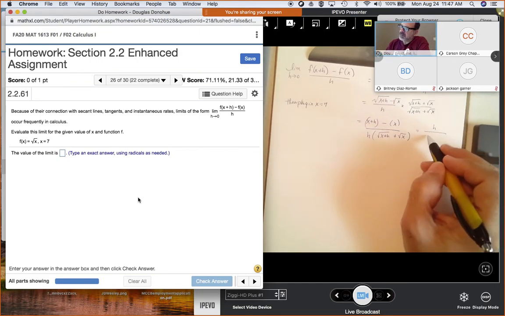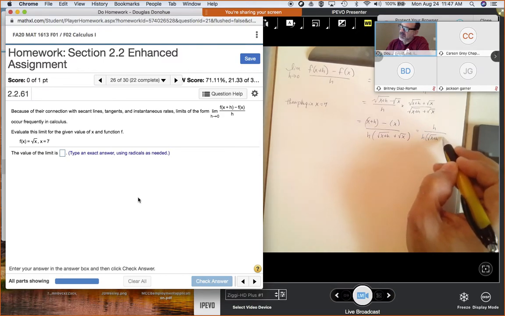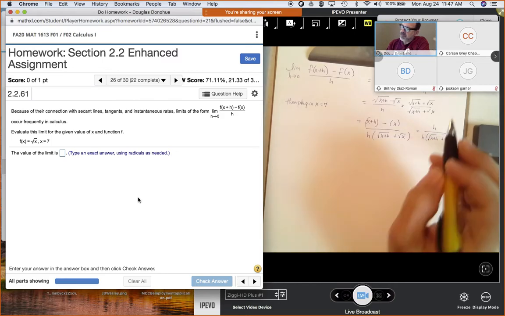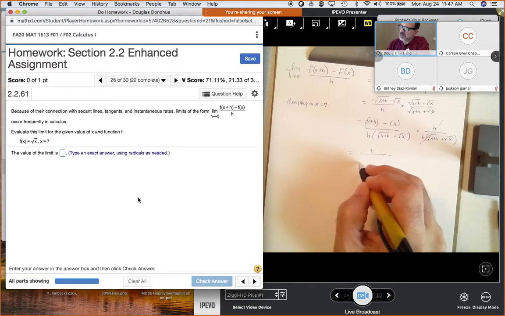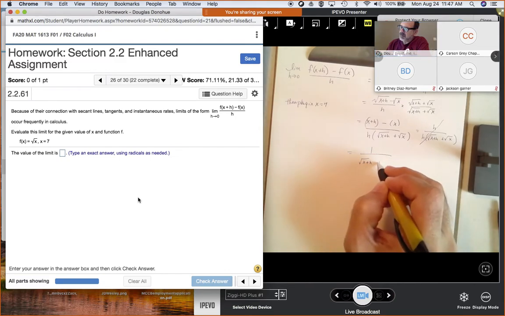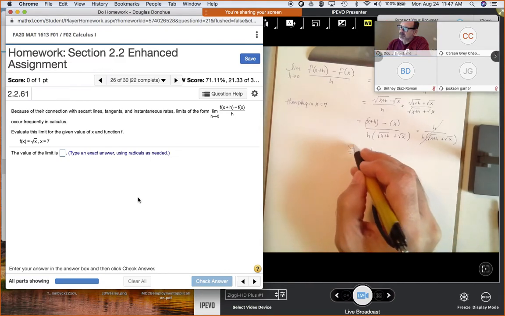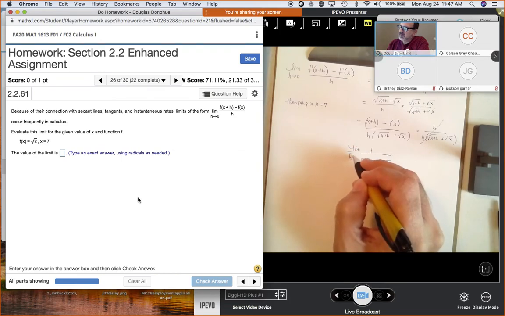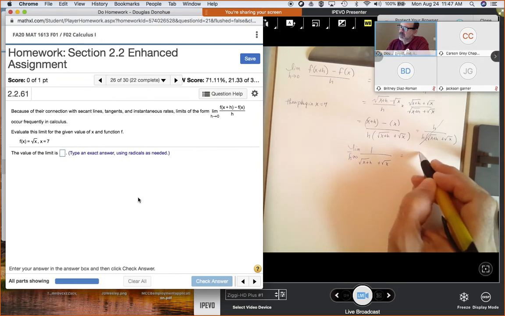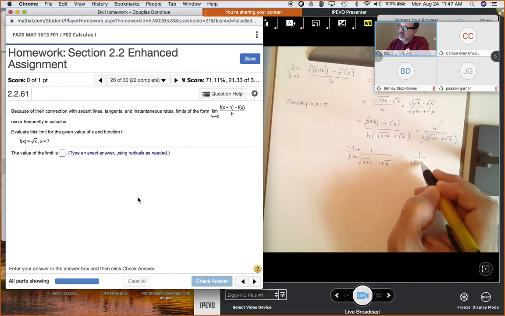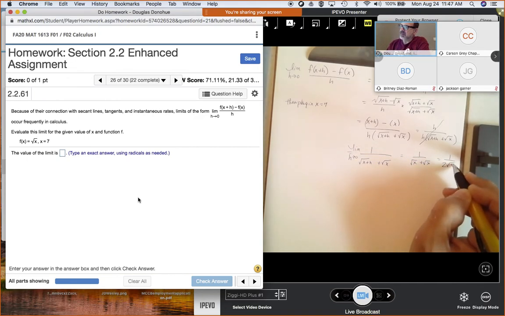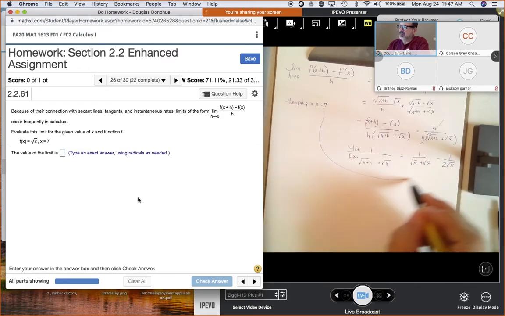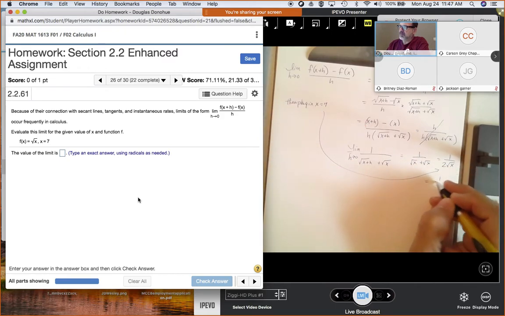My denominator then is h times the conjugate. The h's cancel, and so I get 1 over the conjugate. And I've got the limit of that as h goes to 0, becomes 1 over square root x plus square root x, or 1 over 2 root x. So then I plug in the 7, and I get 1 over 2 root 7.